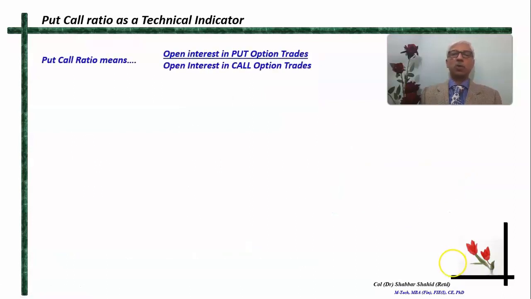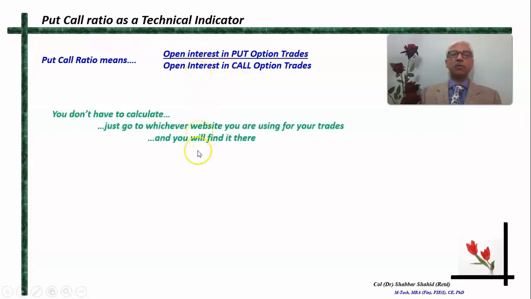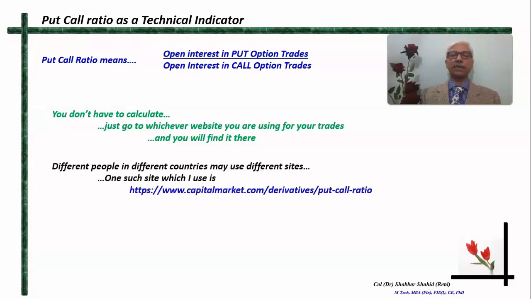So now in short, put call ratio is the open interest in put option trades divided by the open interest in call option trades. I have explained to you what open interest means. Now you don't have to calculate. You just have to go to whichever website you are trading on. Normally all the websites which offer trades will give you the put call ratio for the various indices and for the various stocks. You will easily find it there.